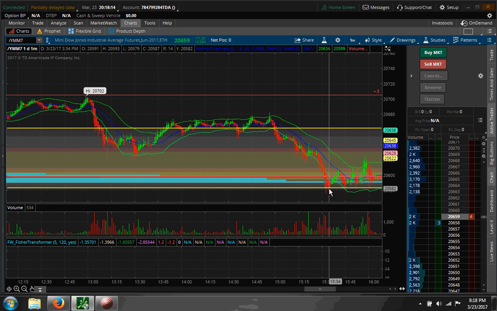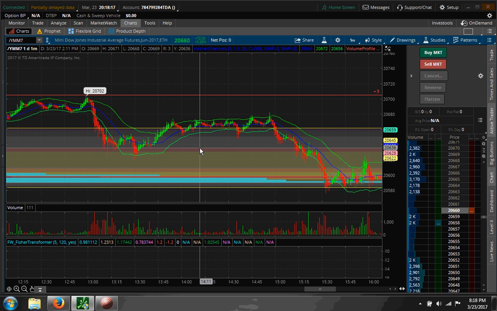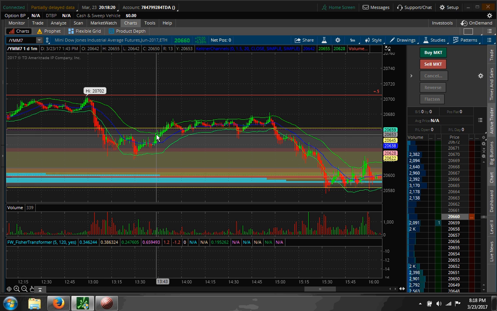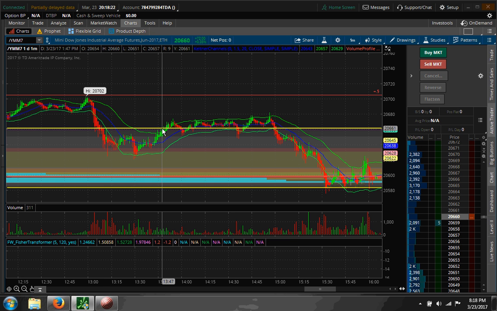And I would have been using this value area because it's after 12. I switch over to this volume profile at noon. Between 12 and 12:30, that's when about 70% of your trading day or your volume is already accrued.